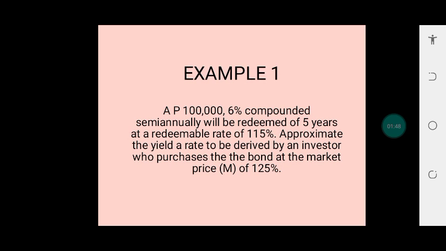Example: a 100,000 bond at 6% compounded semi-annually will be redeemed in 5 years at a redemption rate of 115%. Approximate the yield rate to be derived by an investor who purchases the bond at the market price, which is 125%.